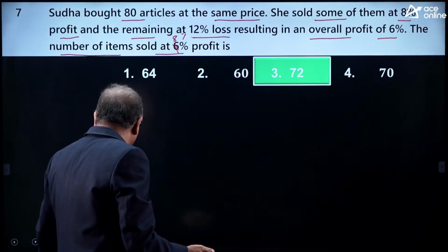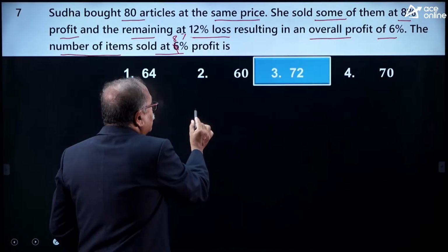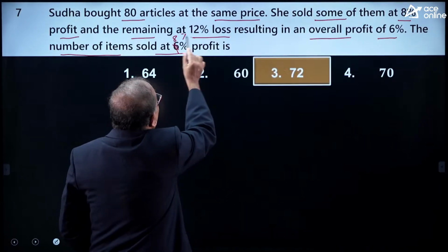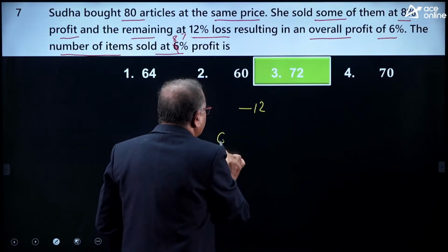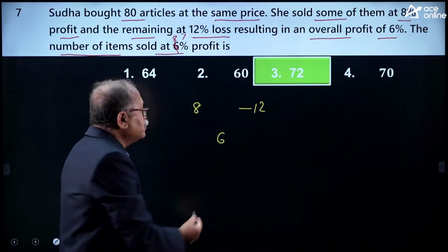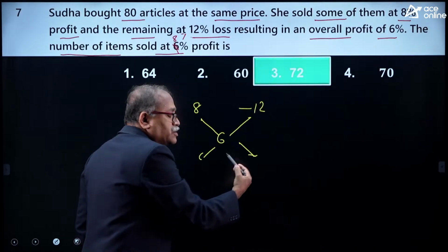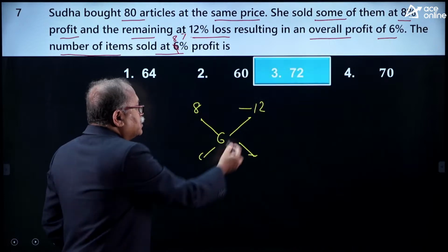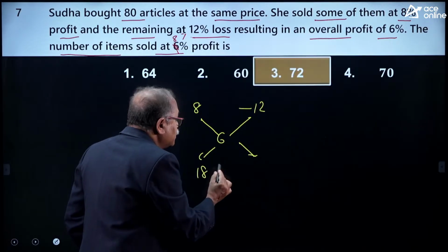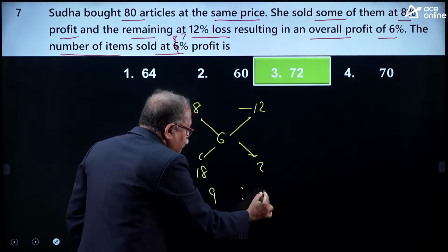So, that means you immediately understood it. One is 8% profit, the other one is 12% loss, and overall we have the 6% profit. So, you have taken the difference, you must have applied the alligation method. So, what is the difference over here? The difference here is 18 and the difference here is 2, that means 9 is to 1.